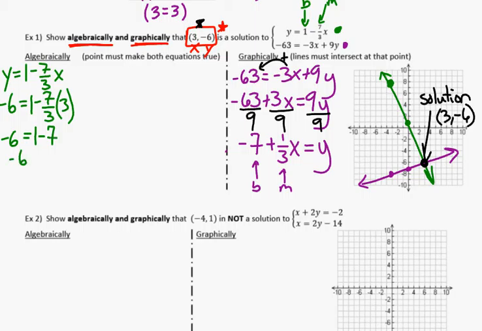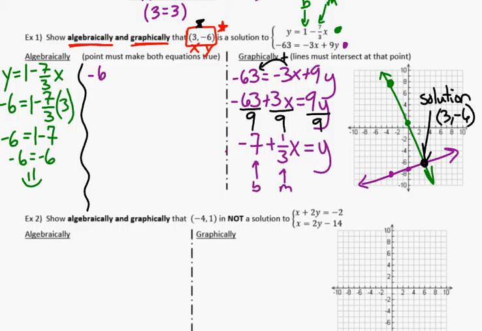So I get negative 6 equals negative 6, which is a smiley face because it's true. So I've shown that that point is on the green line, but I haven't shown that it's actually a solution. It has to be on both. So now I have to check the second line.